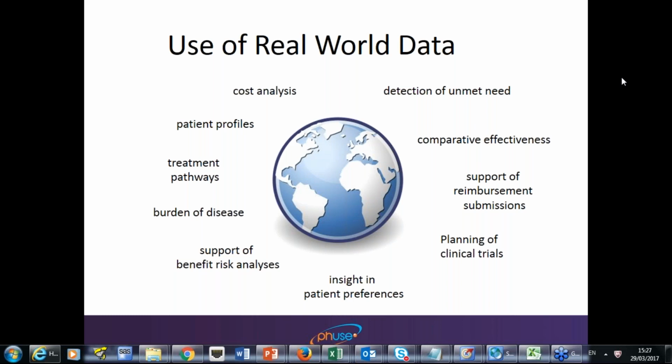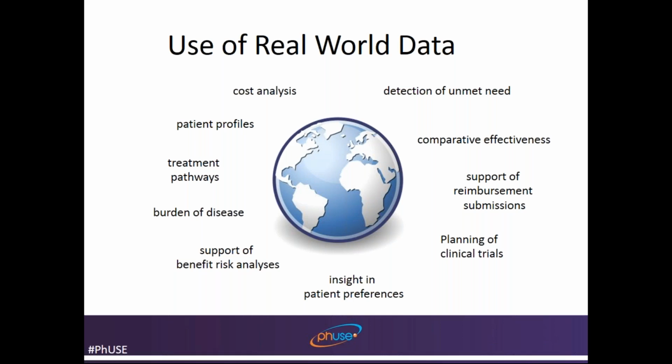Another key thing about why we're using real-world data is it allows you to see how the drug is doing without the training wheels on. When a drug is initially tested, it's in the clinic, so there are a lot of regulations and procedures that need to be followed, whereas this is the real world. So we want to see how the drug is performing.